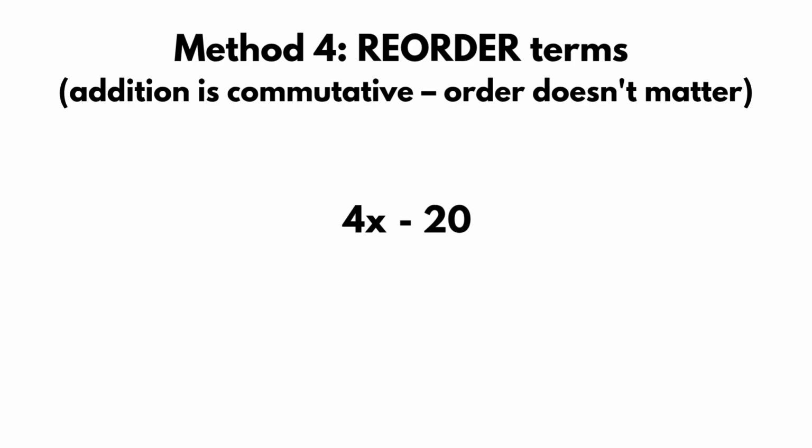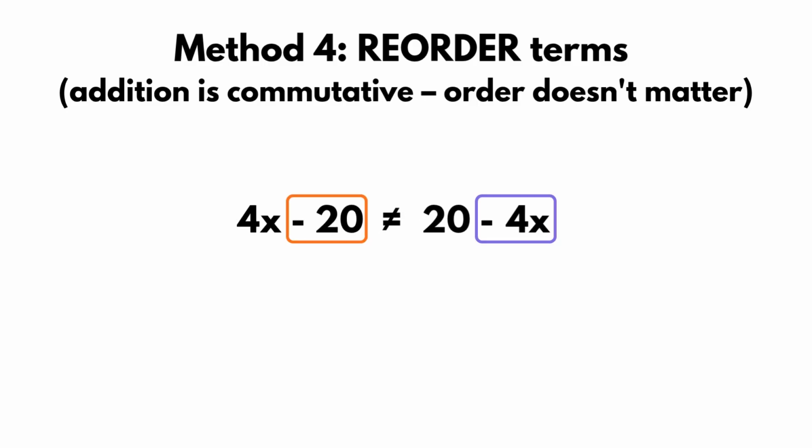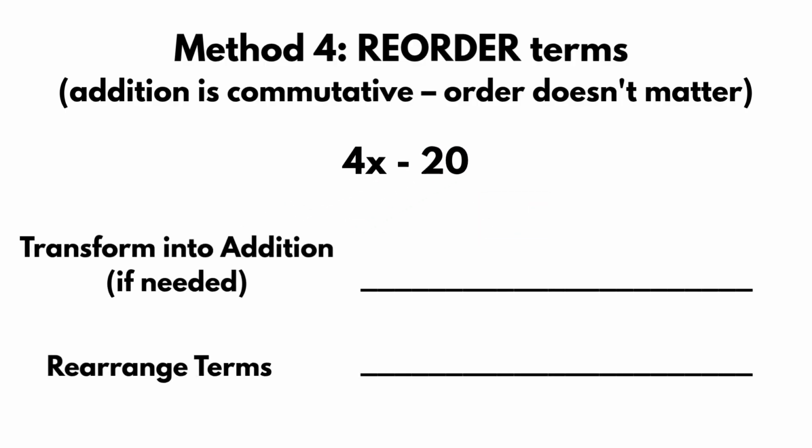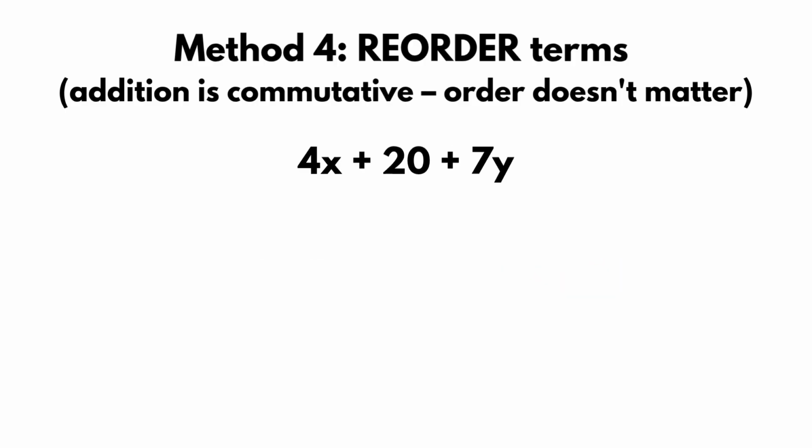If you take 4x minus 20 and try to flip it to 20 minus 4x, it doesn't work. Why? Because the negative sign was attached to 20, not 4x. So to swap seats safely when dealing with subtraction, always turn your subtraction into adding a negative first. Rewrite 4x minus 20 as 4x plus negative 20. Now you can flip the order to negative 20 plus 4x without ruining the value. And if your problem is already in addition form, you don't have to change a thing, just swap the order however you like.